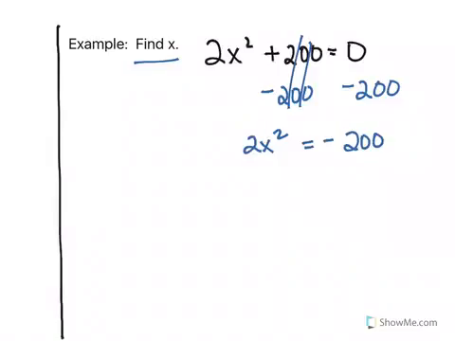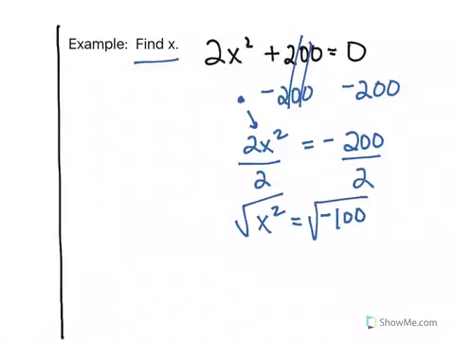X squared is still not alone because 2 is being multiplied to the x squared here. The opposite of multiplication is division, so we're going to divide both sides by 2, resulting in x squared equals negative 100. Now we've got x squared by itself, so we can take the square root of both sides. The squared and that root sign, the radical sign, cancel out, leaving just x. And on the right, we have another negative value.